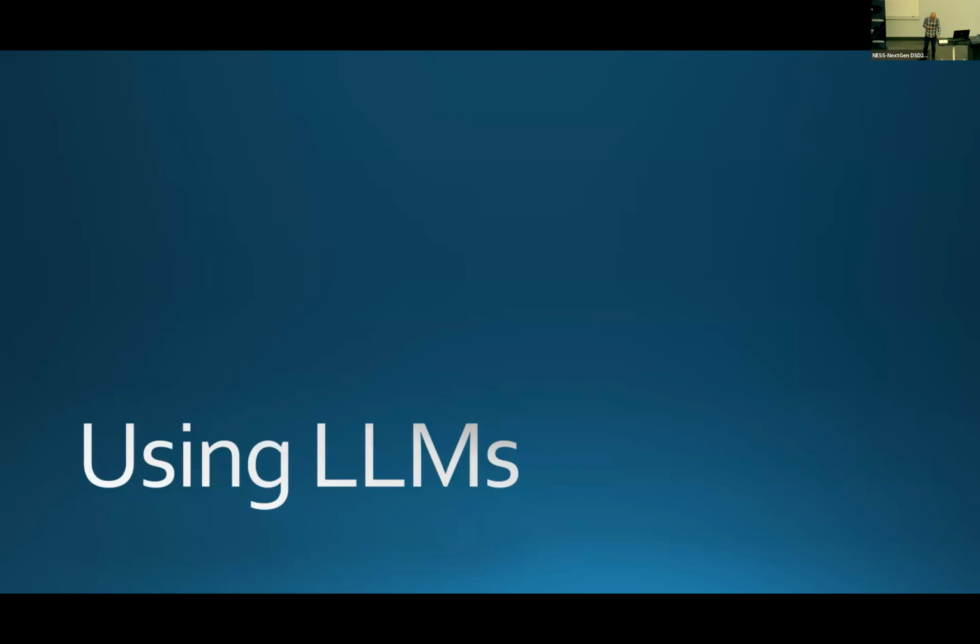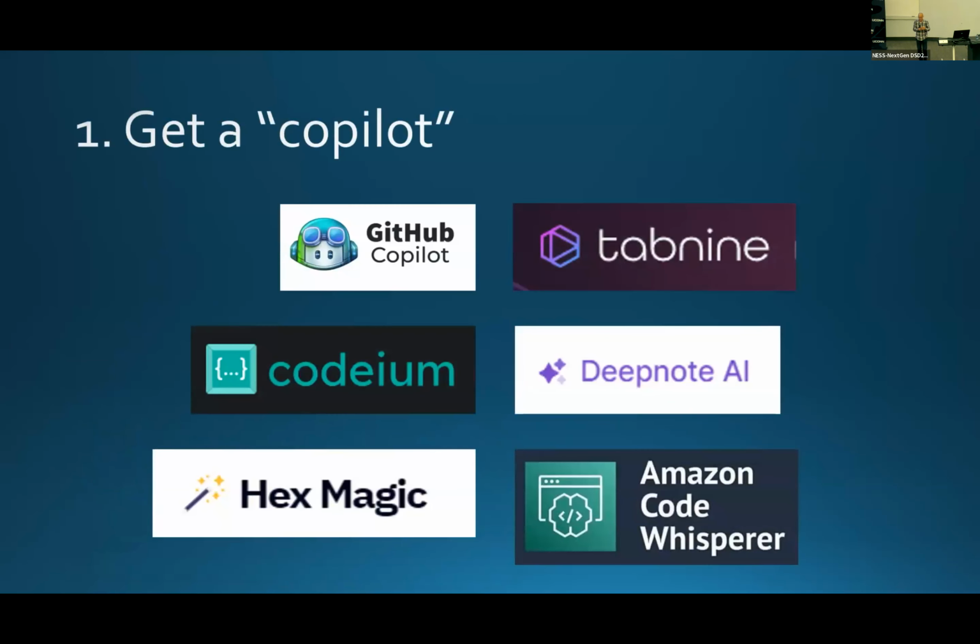So the first one is that you should get some AI that is watching while you code and suggesting what you might want to type next. I'm calling those co-pilots because the famous one is GitHub Copilot, and then lots of other ones were invented also. Some of these are paid products and some of them are free.